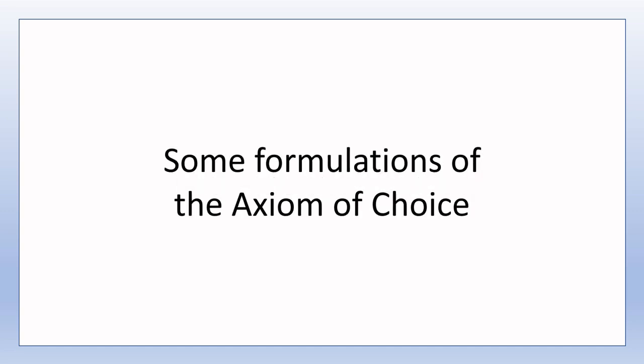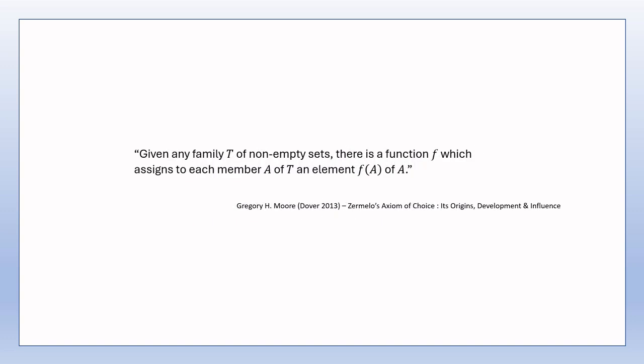So, what is the Axiom of Choice? Well, there are various formulations of the Axiom of Choice, and I'll present a few of the formulations that have been given from time to time. I'll firstly take the formulation of the axiom given in Moore's book, which goes as follows. Given any family T of non-empty sets, there is a function f which assigns to each member A of T an element f(A) of A.